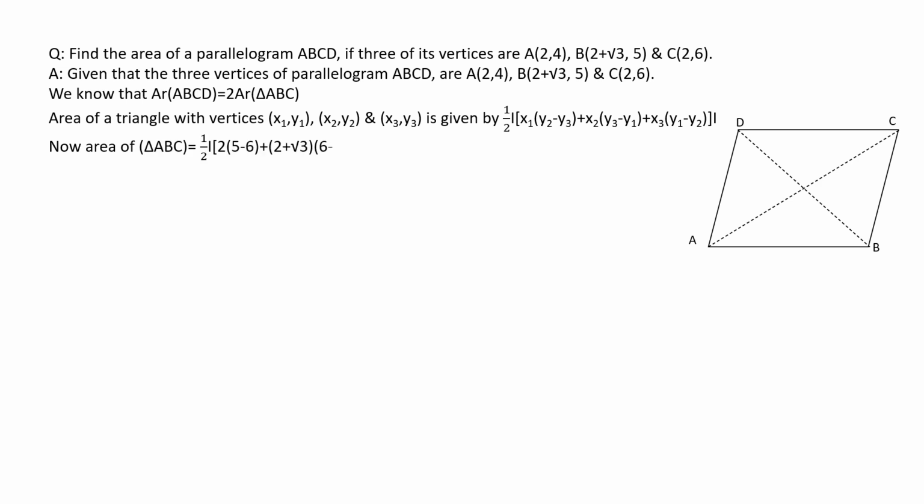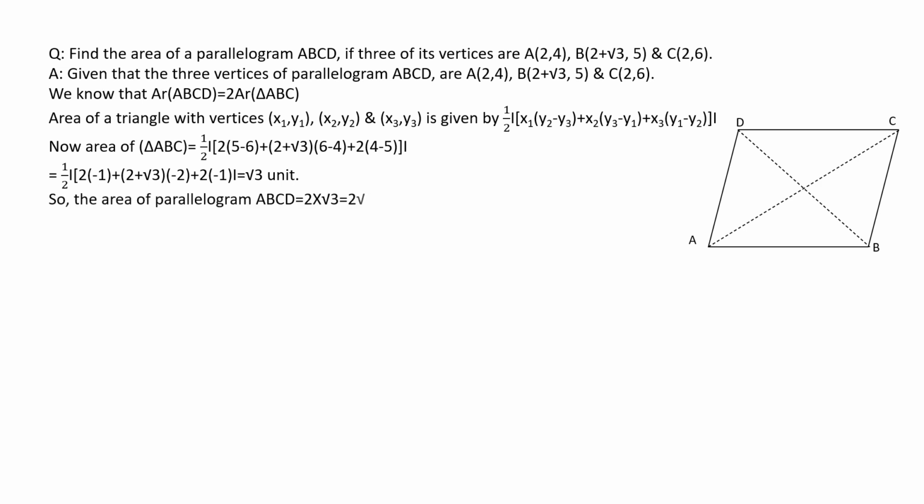Now the area of triangle ABC equals 1/2 determinant of 2 into (5 minus 6) plus (2 plus root 3) into (6 minus 4) plus 2 into (4 minus 5), or it is nothing but 1/2 of 4 into 2 into minus 1 plus 2 plus root 3 whole into 2 plus 2 into minus 1, that is root 3 unit. So the area of the parallelogram is twice of root 3, or 2 root 3 unit. Hence the area of the parallelogram is 2 root 3 unit is the answer.